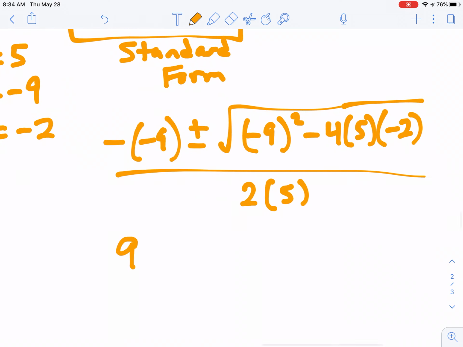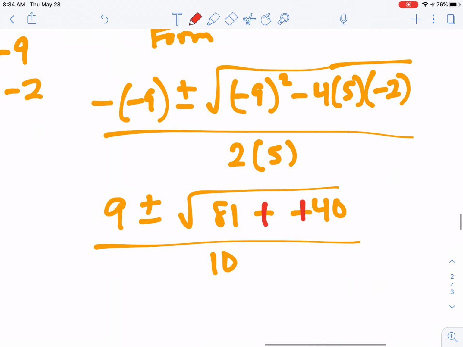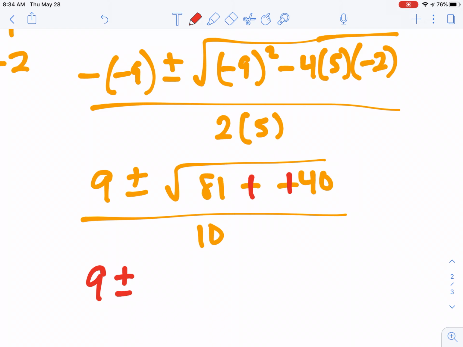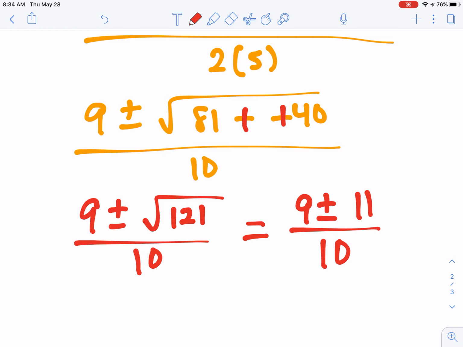So we're going to get 9 plus or minus 81 minus 20 times 2, so negative 40. 81 minus negative 40 over 10. Now we could simplify. Minus with negative becomes plus plus. So this becomes 9 plus or minus square root of 121 over 10. Now this example, square root of 121 is 11. So this one can be simplified. So we wouldn't just leave it alone. Now we have to go further.